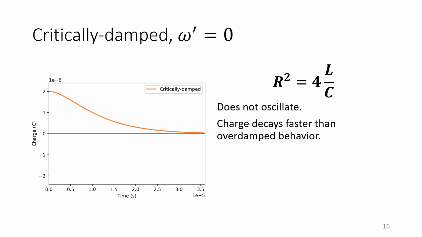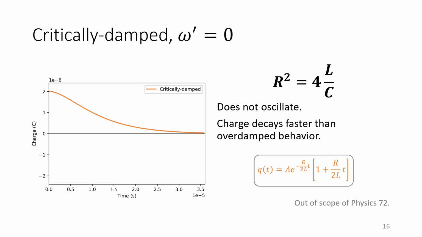Talking in advance, this decay will actually be faster compared to the overdamped case, and we'll see this in the next slide. Now I should remind you that the solution for this case is not at all like the underdamped term, and it looks somewhat intimidating. But then again, to the benefit of most, the solution will be out of scope for Physics 72.